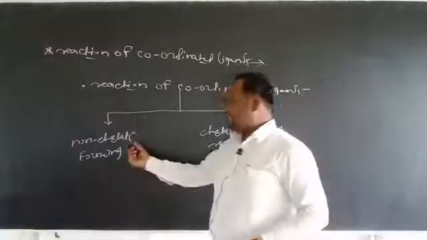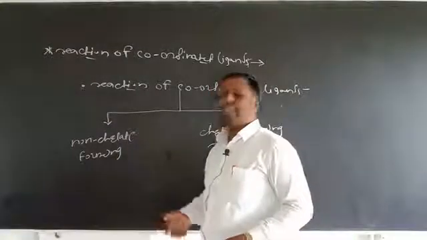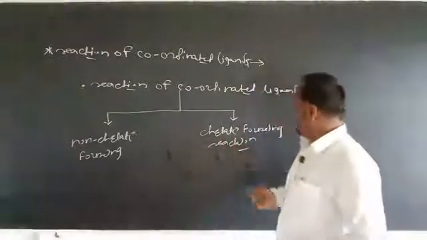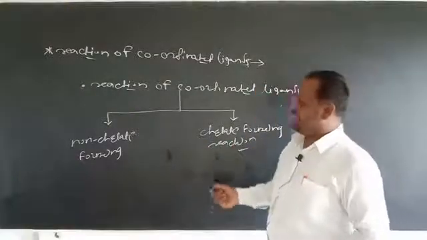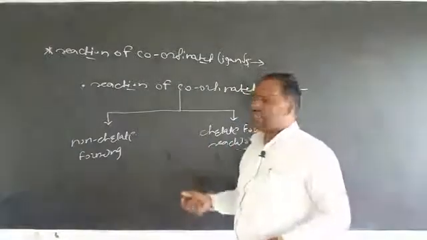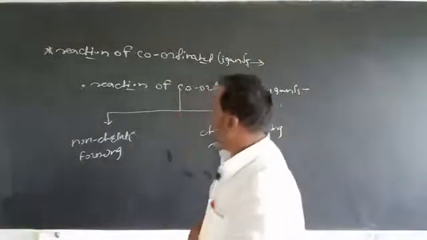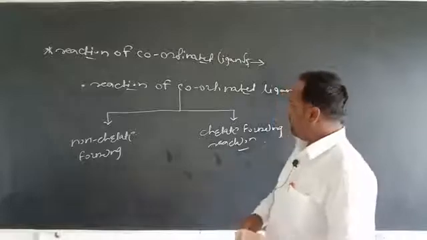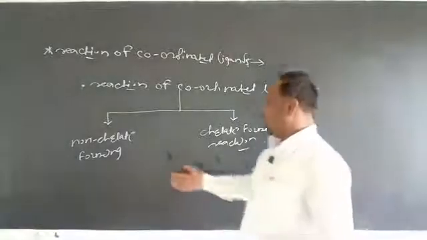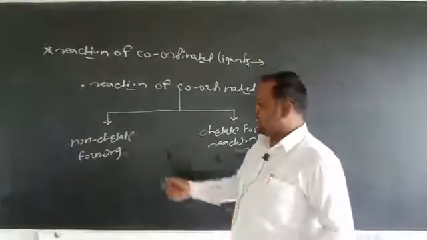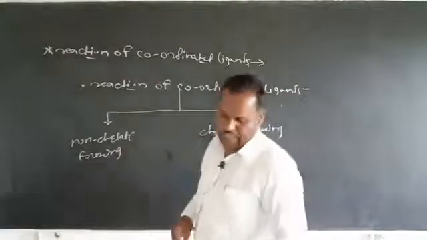In non-chelate forming reaction, generally monodentate ligands are involved in the reactions, while in chelate forming reaction, generally polydentate ligands, bi- or tridentate ligands, are involved in the reaction. We are very much interested in the first type of reactions of coordinated ligands, that is non-chelate forming reaction.